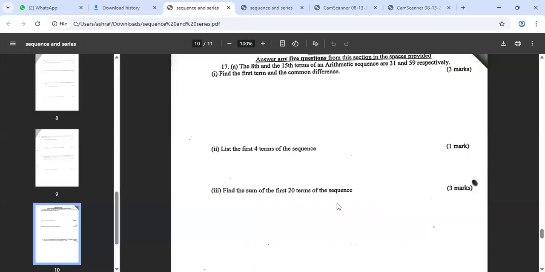Roman 3, the sum of the first 20 terms of the sequence. What is the sum of the first 20 terms of the sequence?